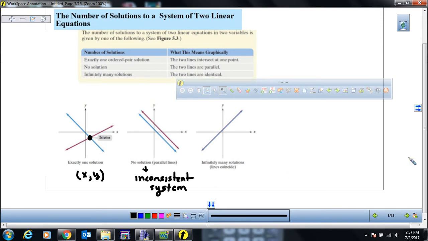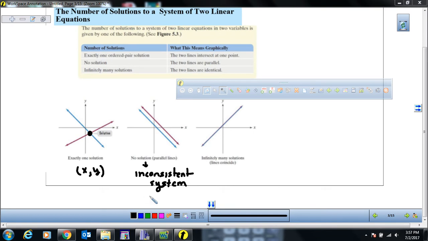To say no solution, there's a symbol that represents it, and it is this. This is called the empty set. Empty set means that the solution set is empty, which is the same thing as no solutions.